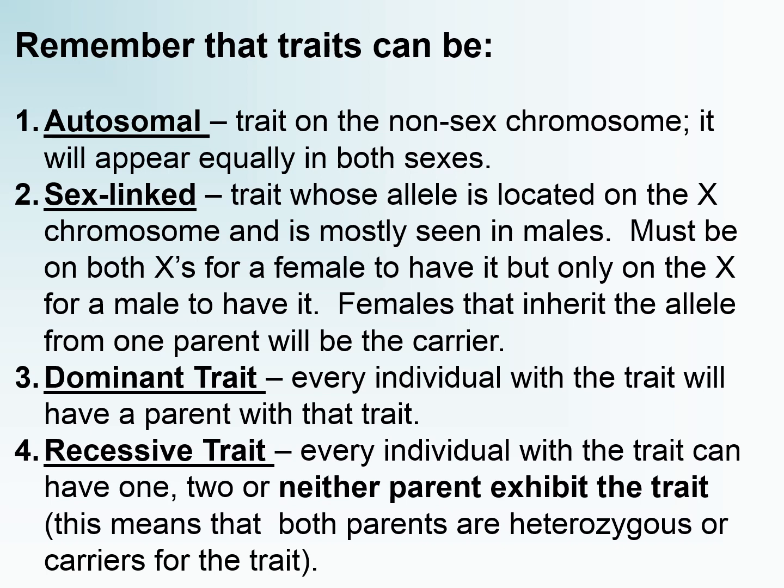A recessive trait, every individual with a recessive trait, and this is the tricky part, can have one, can have two, or can have neither parent exhibiting the trait. For neither parent exhibiting the trait, that just means both parents are heterozygous or carriers for the trait. And often with recessive traits, they're going to skip. They may skip a generation as well. You may not see them in every generation.